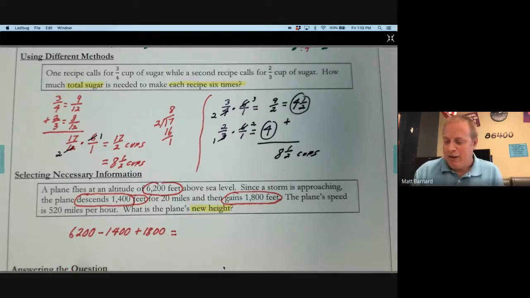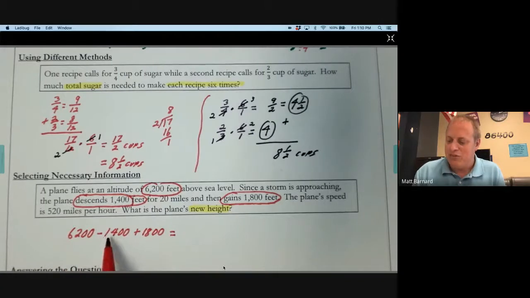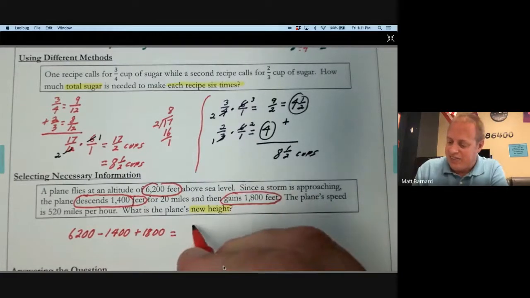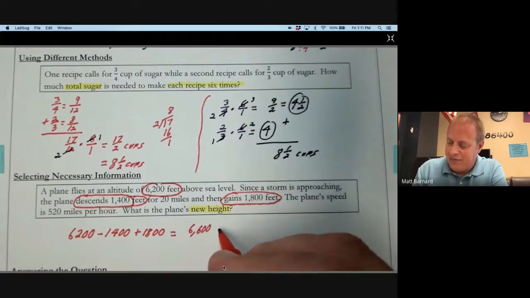If we disregard the zeros for now, we have 62 minus 14, which is 48. And 48 plus 18 is 66, so 6,600 feet above sea level.